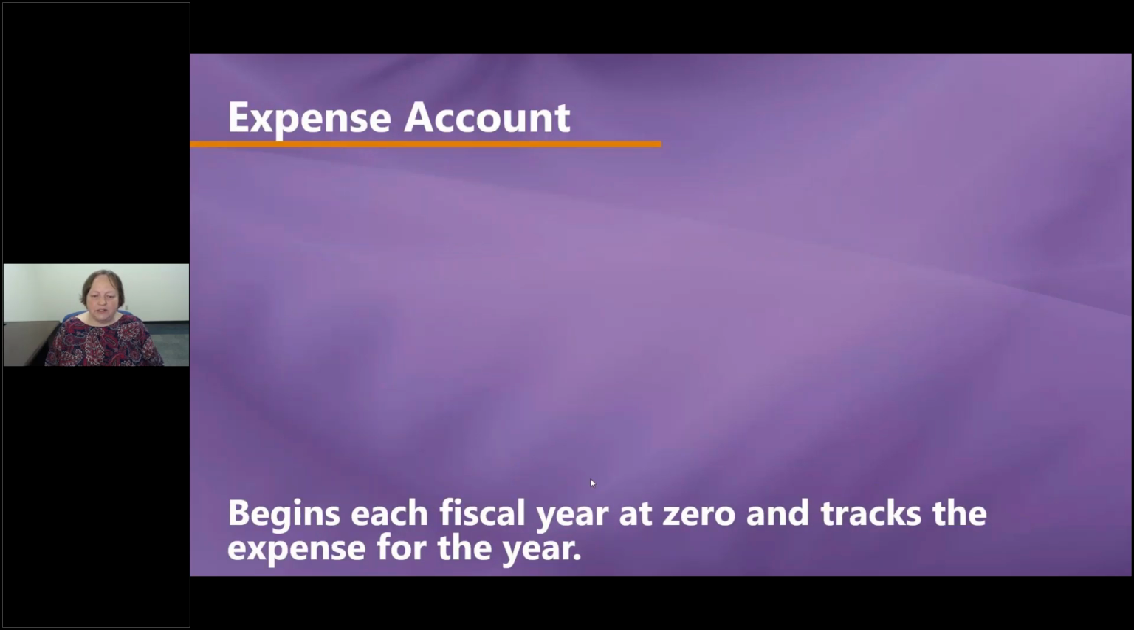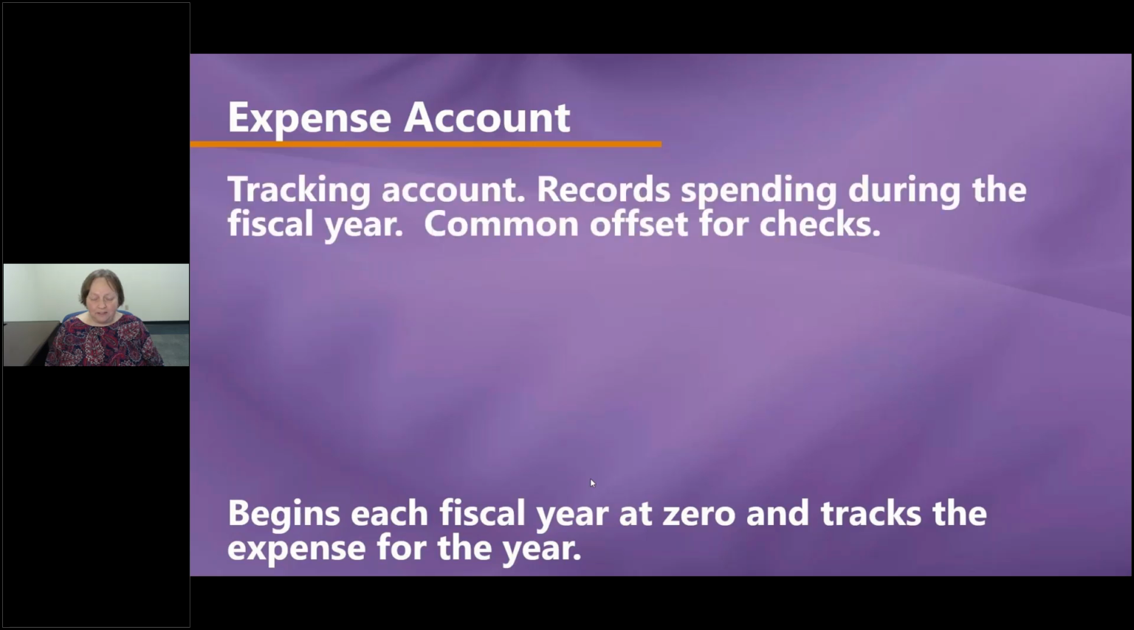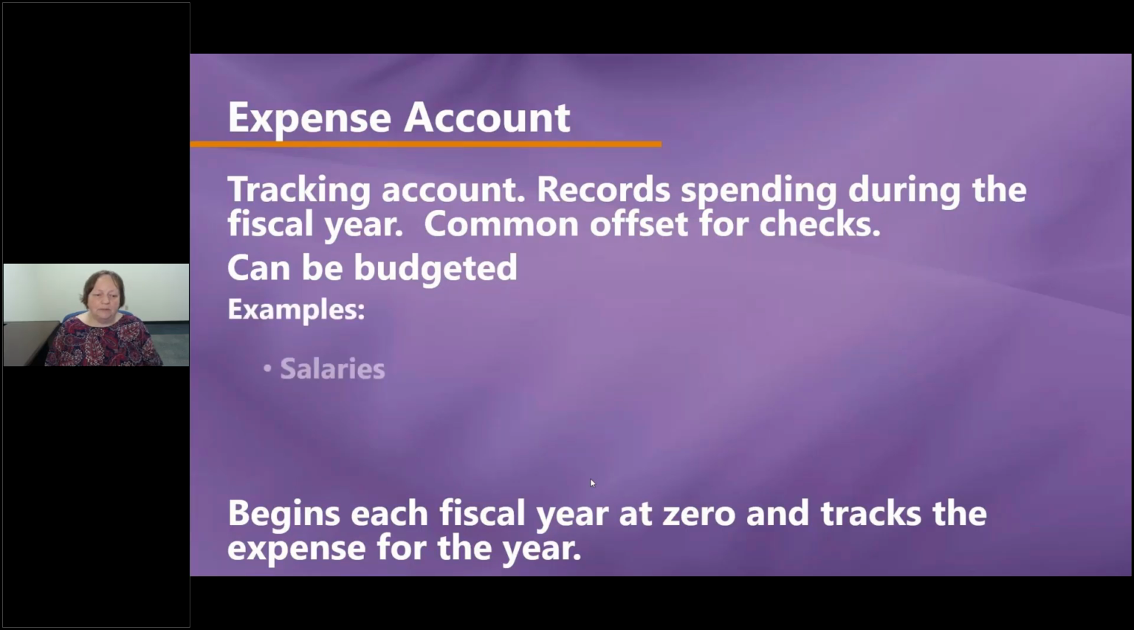An expense account is a very similar thing. It is another tracking account. It records your spending during the fiscal year. That'll be an offset for a check or a payment generally. And that's another thing that you can budget. So you can budget for what you expect to take in, and you can budget for what you expect to spend.